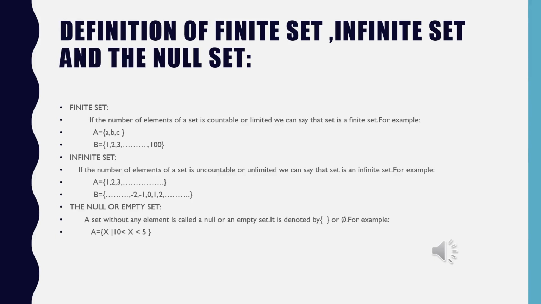Now come to the third definition, that is the null set. A set without any element is called a null set or an empty set. It is denoted by simply curly bracket empty, open and close, or it is written in the form of a circle crossed by a slash.